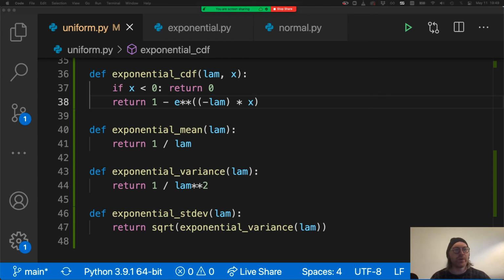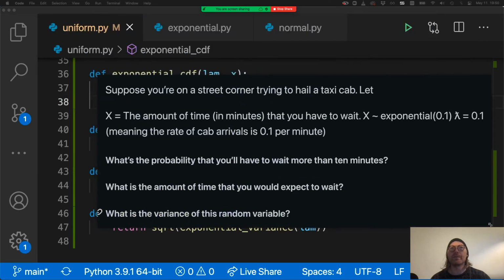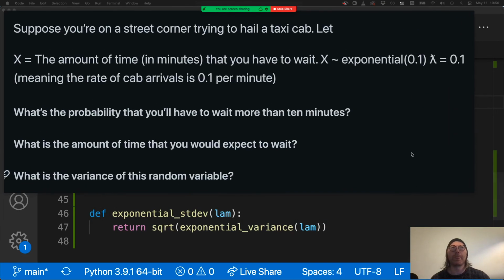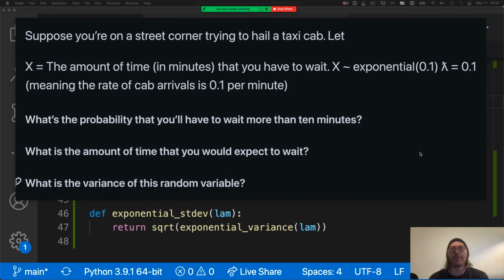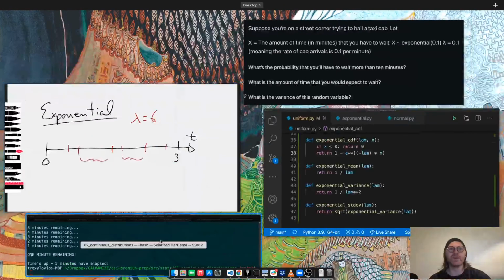All right. So here we've got a pretty common exponential kind of problem that I will put up here. Suppose you're on a street corner trying to hail a taxi cab. Let x equal the amount of time in minutes that you have to wait. X follows an exponential distribution with a lambda of 0.1. So cabs arrive at a rate of 0.1 per minute. If we're thinking about 10 minutes, then that looks like 1 cab, right? What's the probability that you'll have to wait more than 10 minutes? What is the amount of time that you would expect to wait? And what is the variance of this random variable?